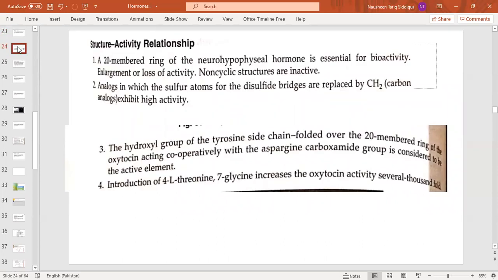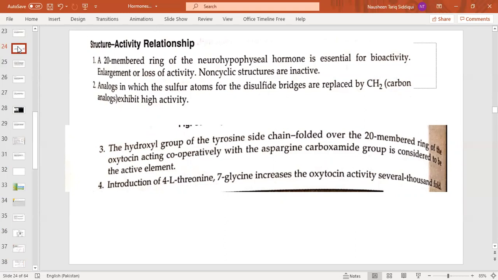The 20-member ring of the neurohypophyseal hormone. The posterior pituitary gland is also known as the neurohypophysis, so this is also called a neurohypophyseal hormone. A 20-member ring of the neurohypophyseal hormone is essential for bioactivity. Enlargement or loss of the ring reduces activity; non-cyclic structures are inactive. Those which are non-cyclic are inactive.